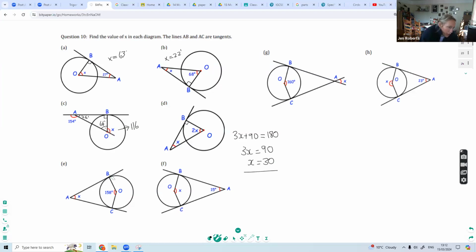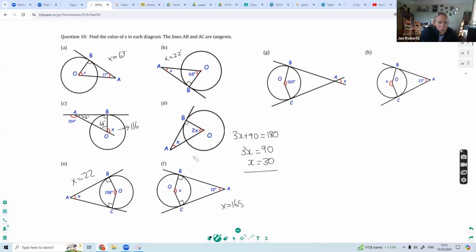E. So 90, 90. Angles in a four-sided shape add up to 360. 360, take away 150, take away 90, take away 90, gives you x is 22. Similar with this one, 90, 90, angles in a four-sided shape add to 360. So 360, take away 15, take away 90, take away 90, gives you x is 165.